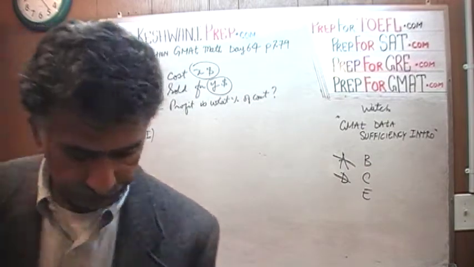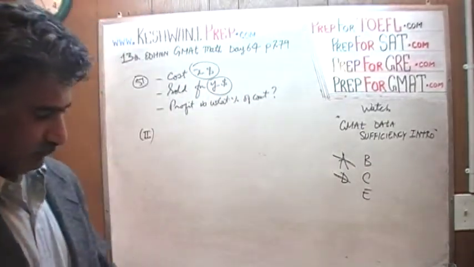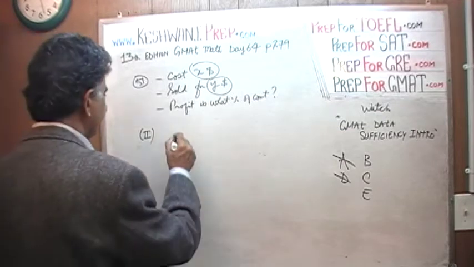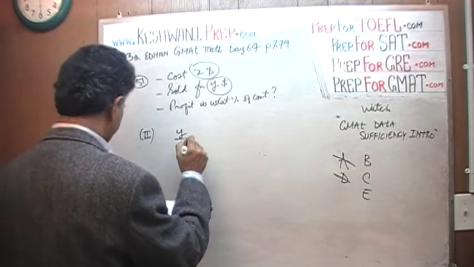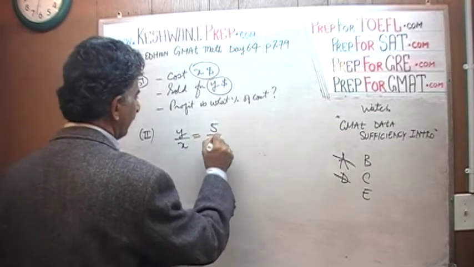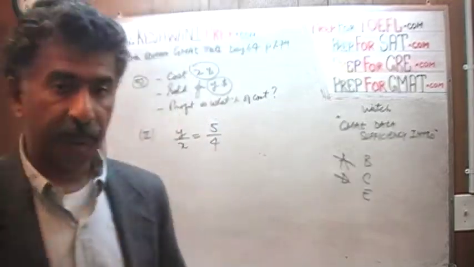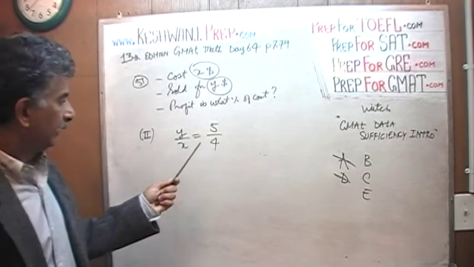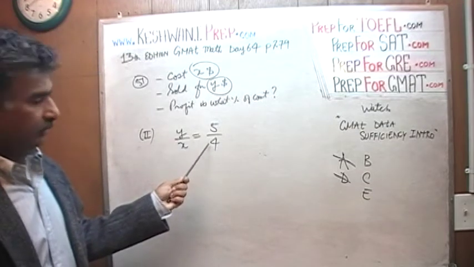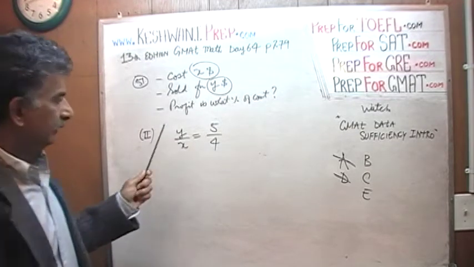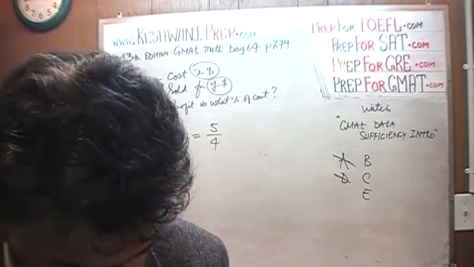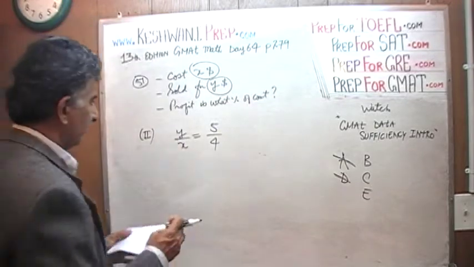Second statement tells us that y over x is 5 over 4. Now this does help actually. This helps a great deal, because what this is telling us is that for every $4 in cost, we bring in $5 in price.